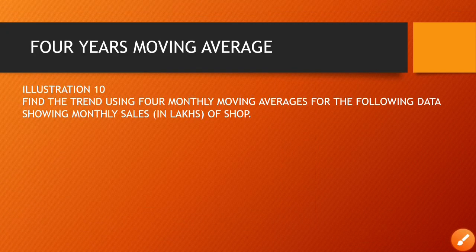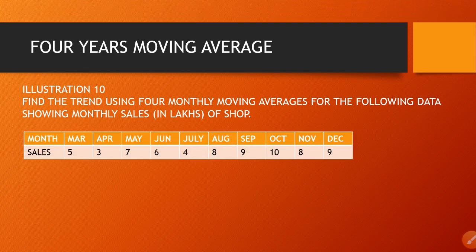Okay. So now let's do the last one, that is 4 years moving average. Now this 4 years moving average is a bit difficult and challenging, you can say. I'll teach you 4 years moving average, and in next lecture also we'll be discussing this. Just take the simple idea today of how this actually works. Okay, so let's start. Find the trend using 4 monthly moving average for the following data showing monthly sales in the shop: March, April, May, June and up to December.